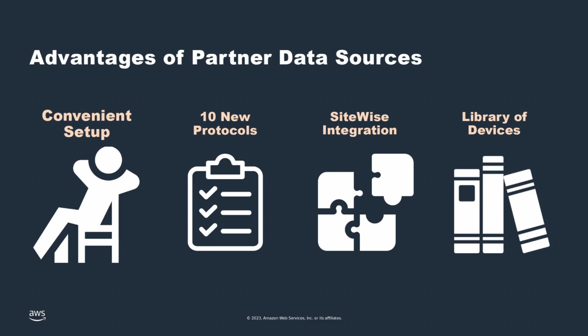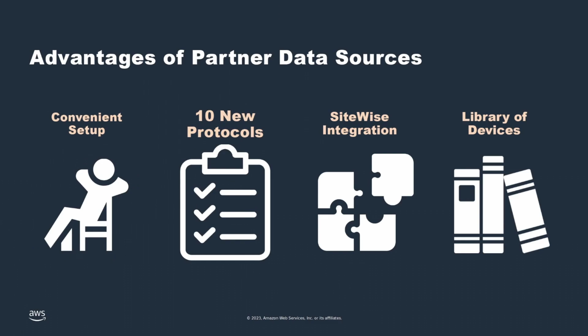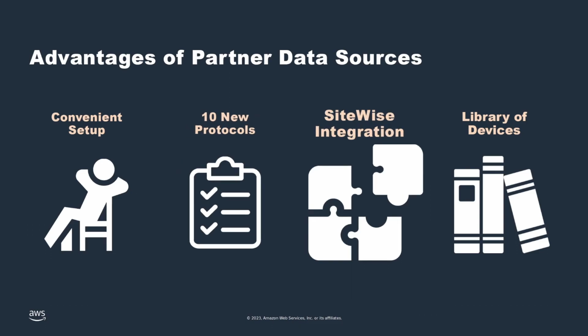Domatica is our first partner to provide SiteWise Edge data sources. We can easily set up a partner's data source, such as EasyEdge, within the AWS console. Simply add the data source, configure it through the partner site, and it will deploy into an existing gateway. Deploying data sources from partners gives access to their protocols and features, including 10 new protocols with EasyEdge at launch. The data sources integrate with SiteWise Edge, so data will arrive in SiteWise seamlessly.